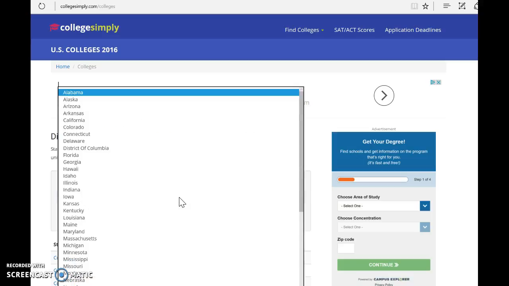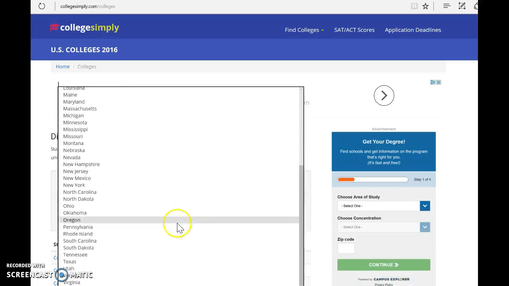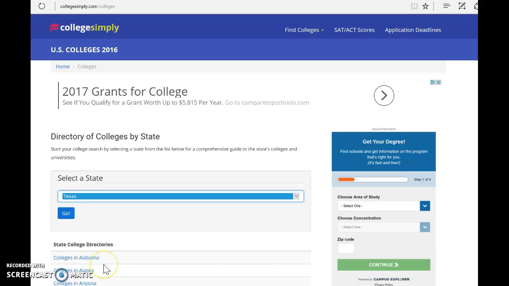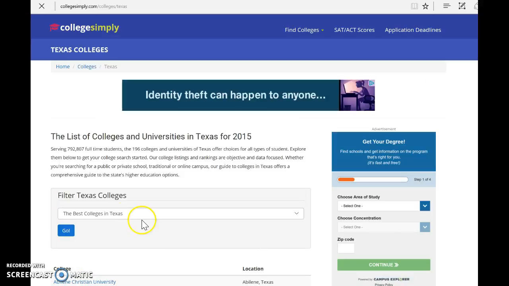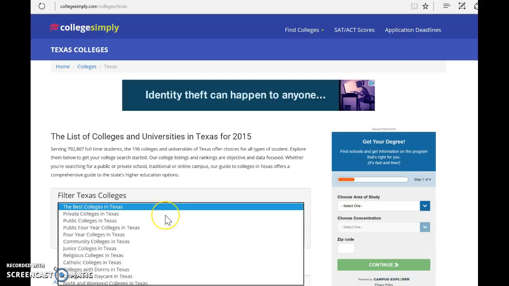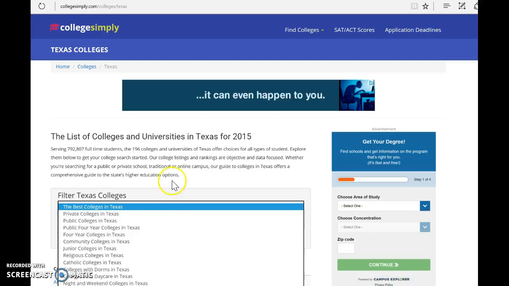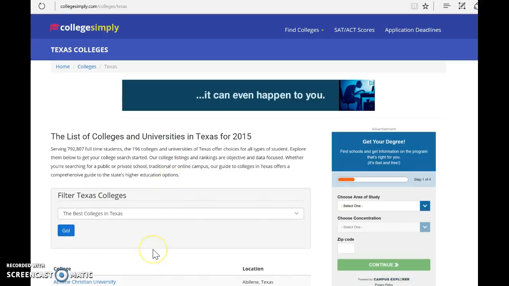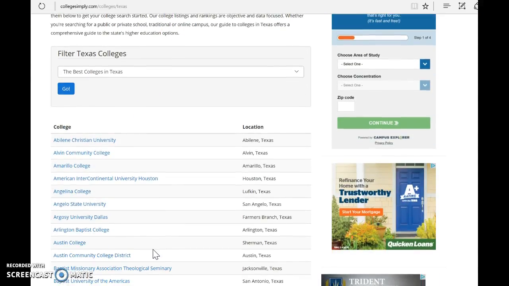So we're just going to pretend like we all want to go to school in Texas. You know, we don't want to go too far away. And I'll hit go, and you can just play around in this site, and you can sort by best colleges in Texas, or you can filter it different ways for your community colleges and private schools, or you can just go through the list and find the one that maybe you want to go to. And there's so many colleges in Texas, so tons for you to search.